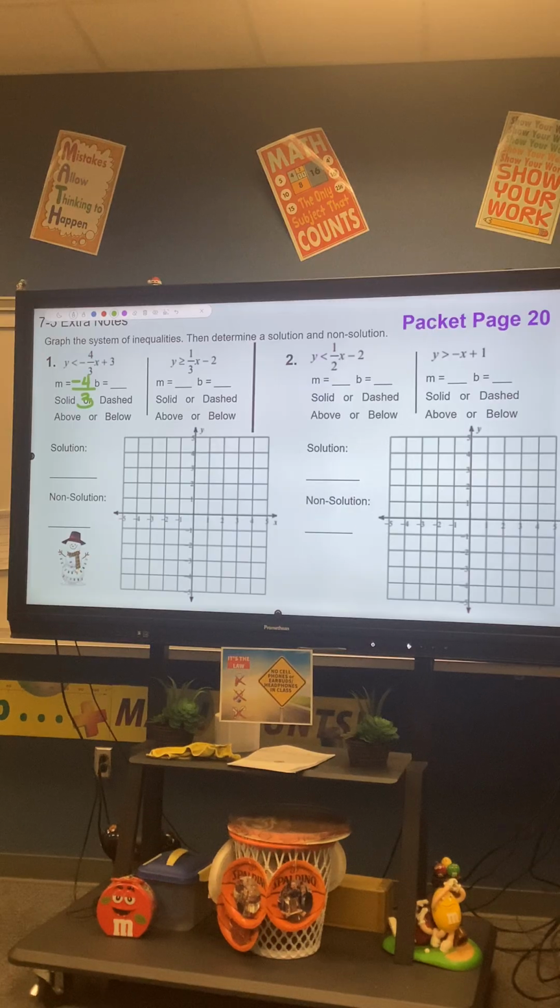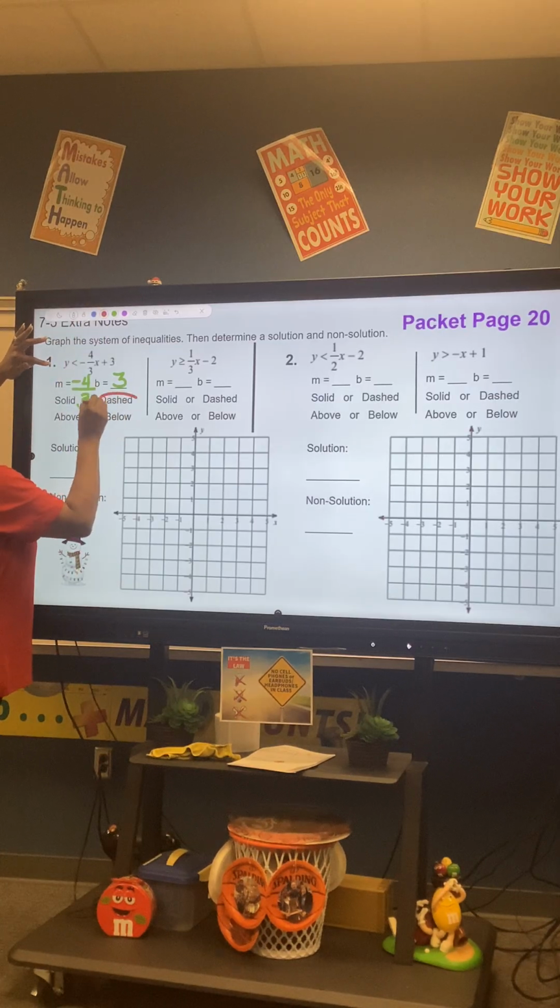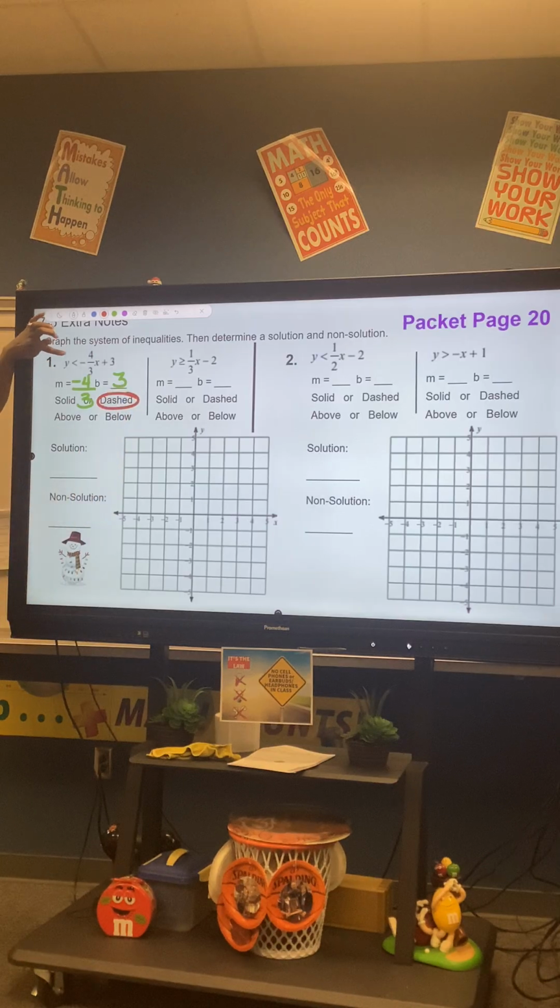Your y-intercept is where you're going to begin, and you're going to begin at 3. Your inequality sign tells you two things. It is a less than sign, so it's going to be a dash sign. That line is going to be dashed. And because it is less than, you're going to shade below.